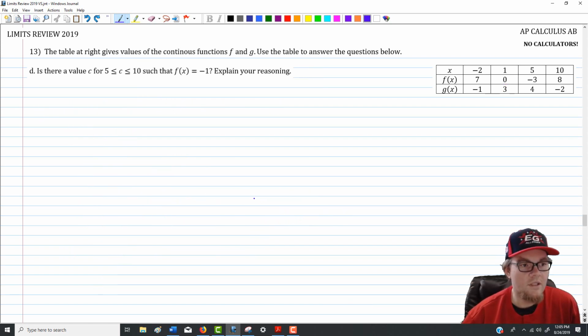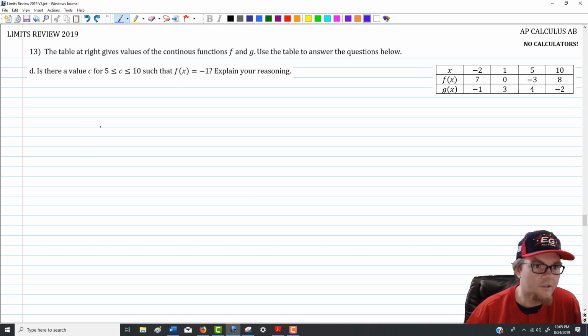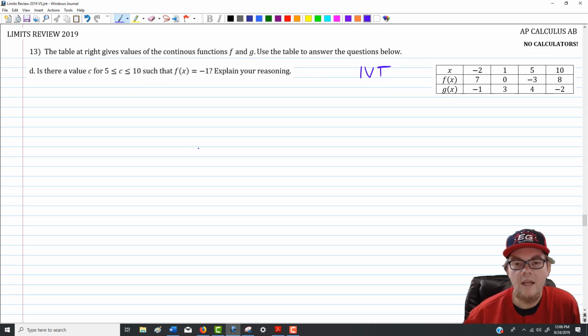Okay, part D, 13D. Is there a value c for 5 less than or equal to c less than or equal to 10 such that f of x equals -1? We're to explain our reasoning. So because we're talking about trying to find a value c, this makes me think one of the value theorems, which in this case we only know one so far, so it's probably the IVT. So we're thinking about sticking some Snapple into a plastic bag and putting it right into the bloodstream, because this is an IVT time. So from here, is there a value?